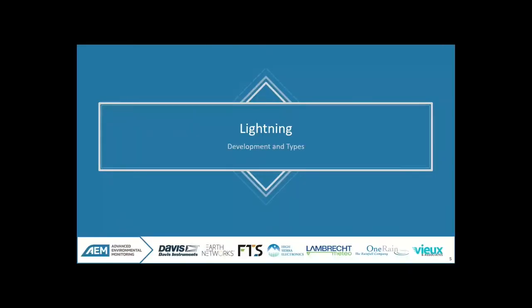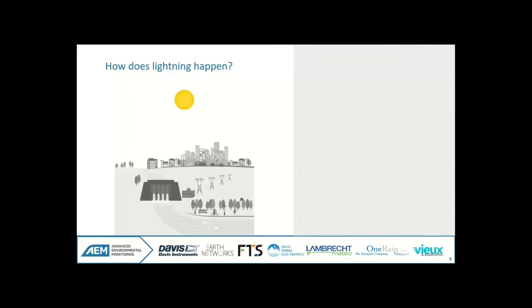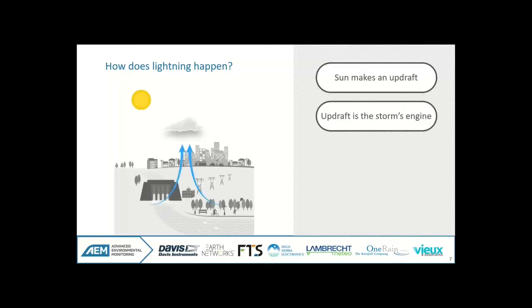So let's take a step back and just talk about kind of Lightning 101, what it is, how it develops, how it forms. I think we're all pretty familiar with lightning season typically being during the warm months when the sun is out and heating the ground. That warm air rises. As the warm air rises, you get updrafts. Updrafts are the storm's engine that you can think about. It fuels the storm.